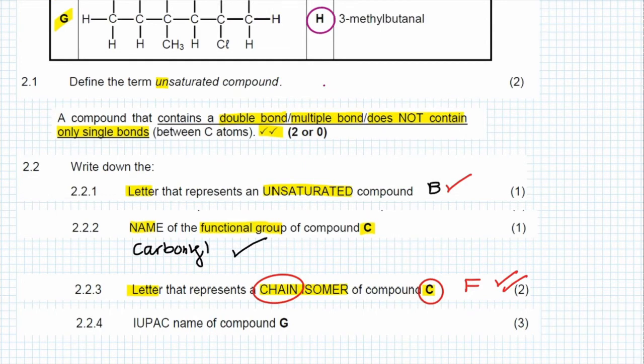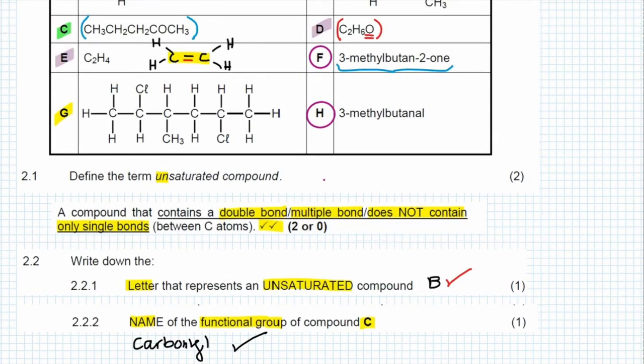Question 2.2.4 says, write down the IUPAC name of compound G. When we look at compound G, we see that it contains a few special atoms, specifically halogen atoms. And there is no other functional group, so this is a haloalkane, also known as an alkyl halide. The names of haloalkanes end with the name ane. We now need to identify the longest continuous chain, and we see that the longest continuous chain here contains 6 carbon atoms, so we therefore use the stem name hex.